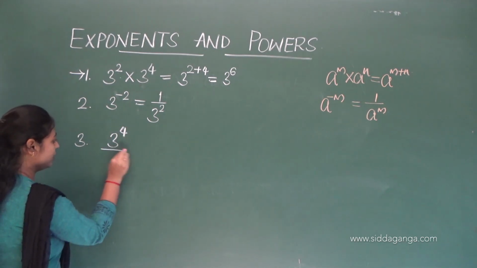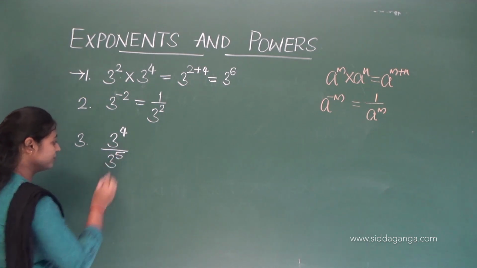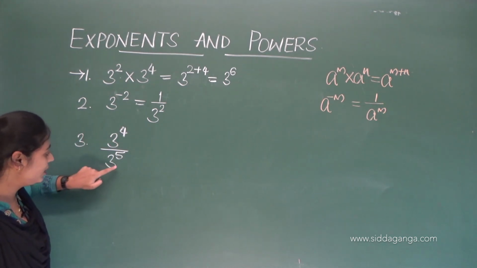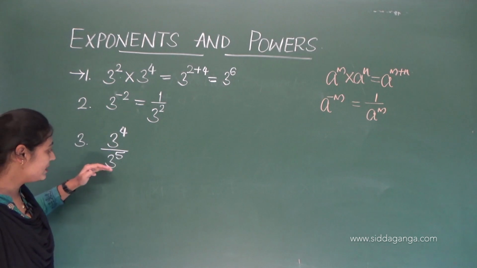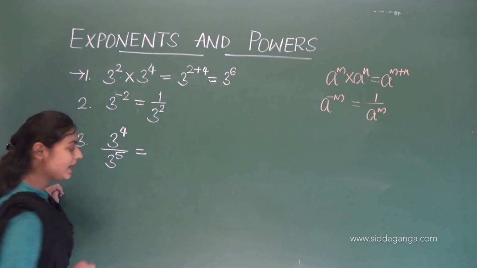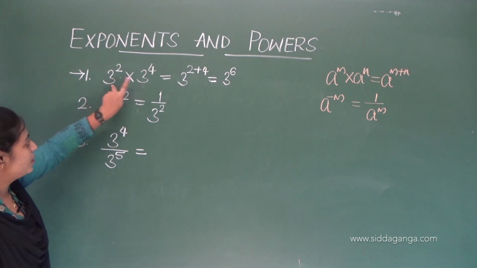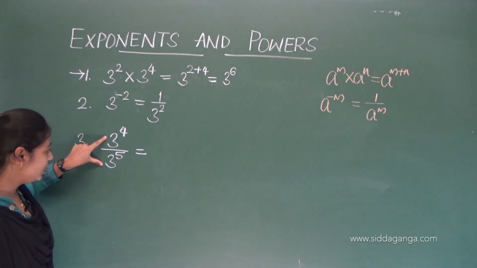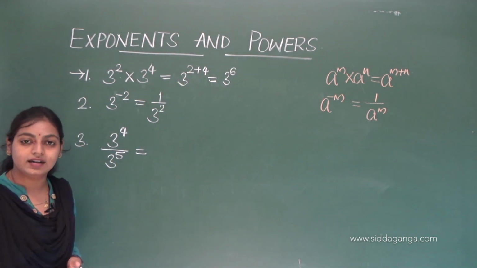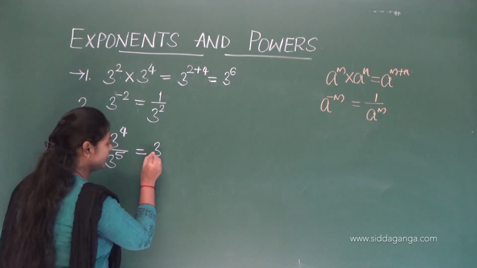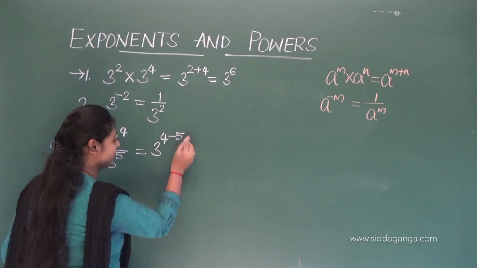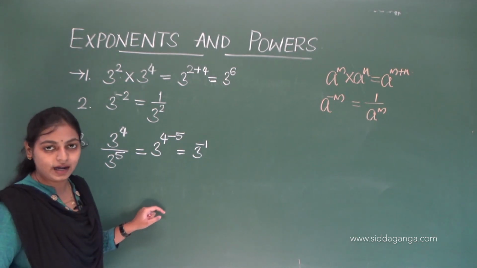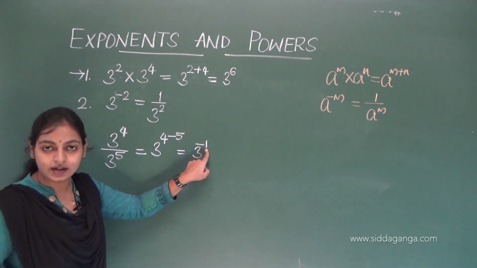Three to the power of 4 divided by 3 to the power of 5. Here also it is a division and the bases are the same. When the bases are similar, we can subtract the exponents. So with multiplication and similar bases you add the exponents, and with division and similar bases you subtract the exponents. That is 3 to the power of 4 minus 5, which is 3 to the power of minus 1, or you can write it as 1 divided by 3.